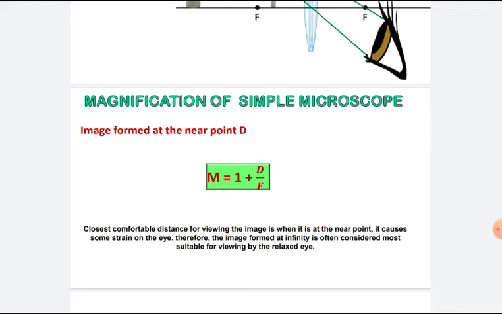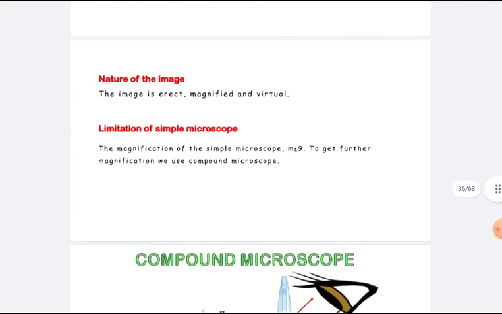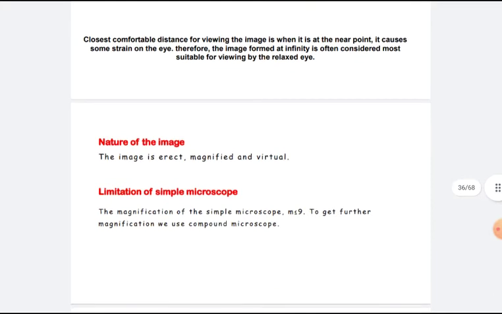The closest comfortable distance for viewing the image is when it is at the near point. It causes some strain on the eyes, therefore the image formed at infinity is often considered more suitable for viewing by the relaxed eye. M is equal to 1 plus D by f. Limitation of simple microscope.